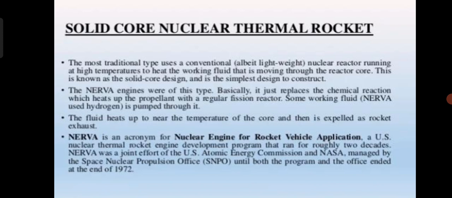A solid core nuclear thermal rocket is the most traditional type. It uses a conventional nuclear reactor running at high temperature to heat the working fluid that is moving through the reactor core. This is known as a solid core design and is the simplest design to construct. In the newer engines of this type, it is basically just replacing the chemical reactions which heat up the propellant with regular fission reactors. The working fluid is pumped through it, heats up to nearly the temperature of the core, and then is expelled out of the rocket.